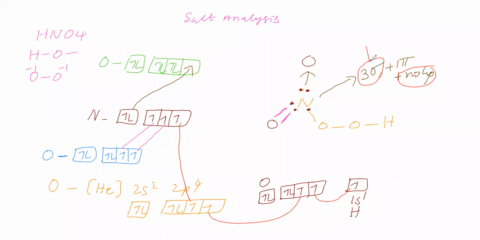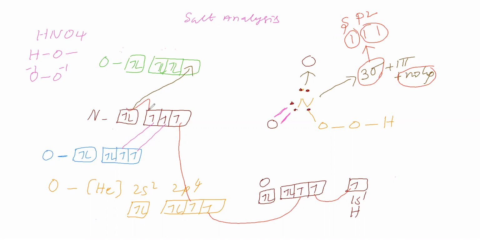So 3 sigma bonds are there. You give one for s orbital, because the s orbital is only 1, and the remaining you give for p, because the p subshell will have 3 orbitals. So the remaining 2 you give for p. Therefore, sp2 hybridization is possible in this nitrogen.